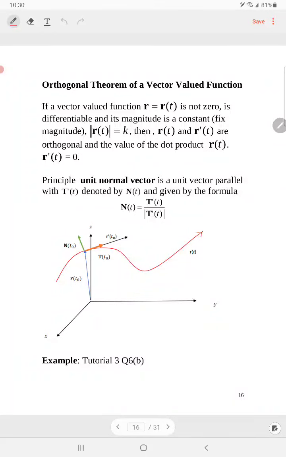Now let's look at the principal unit normal vector. A principal unit normal vector is a unit vector, which means the magnitude is 1, parallel to T prime, denoted by N. So the formula is T prime divided by its magnitude, because it's parallel to T prime, but we want it to be a unit vector. So we divide T prime by its magnitude. That is the unit normal vector.